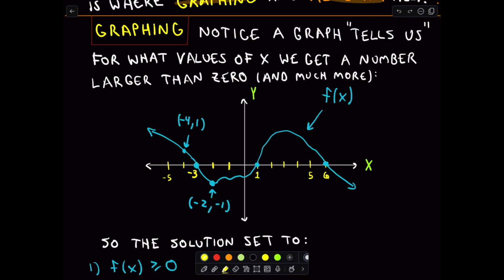What I really want to point out is, notice that anywhere the graph is above the x-axis, it says you're getting a positive value out. So for example, this little section of graph right here is above the x-axis. All of the y values through there are positive numbers, again, because it's above the x-axis.